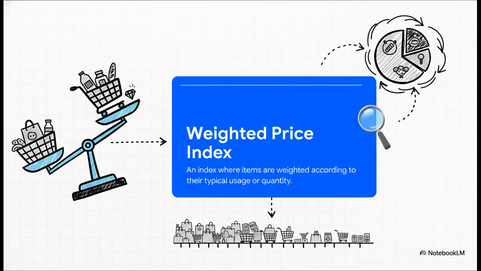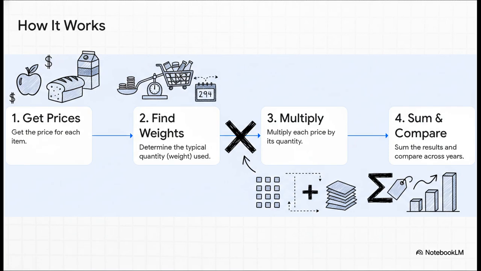And that brings us to the real hero of our story, the weighted index. Instead of treating every price as equally important, it gives more weight to the items based on how much a typical person actually buys. So how does it work? Well, let's just break it into 4 simple steps. First, you get the prices, just like before. Second, and this is the key part, you figure out the typical amount you'd use in a year. Then, you just multiply each item's price by its quantity. And finally, you sum up the results and compare them.